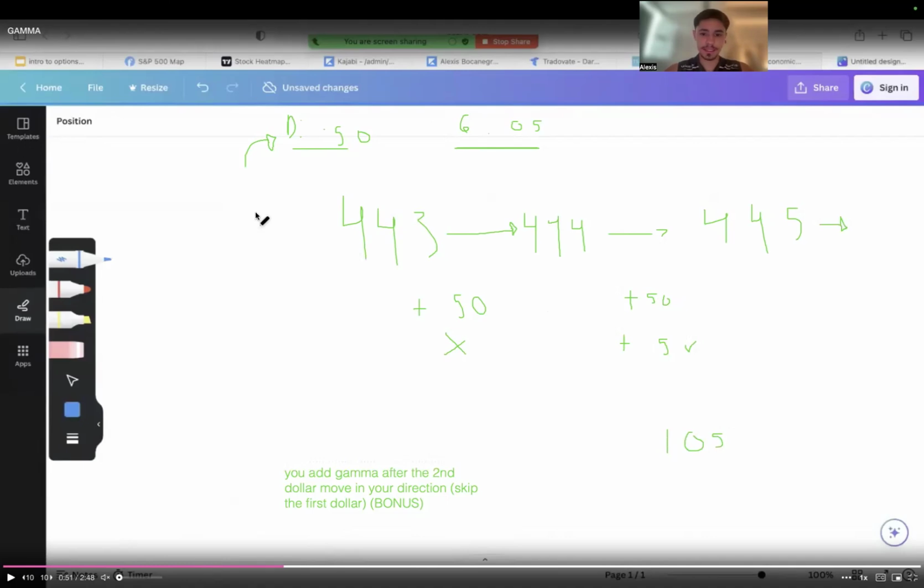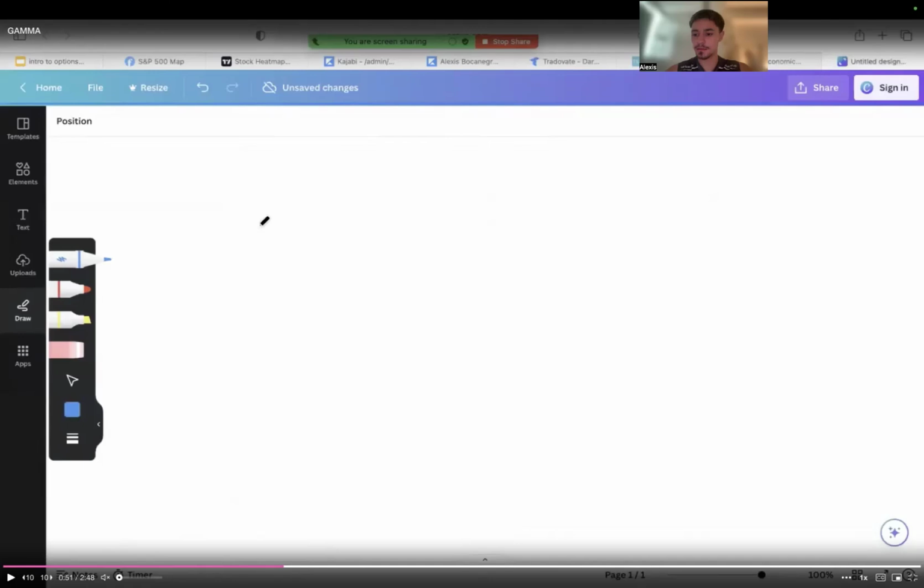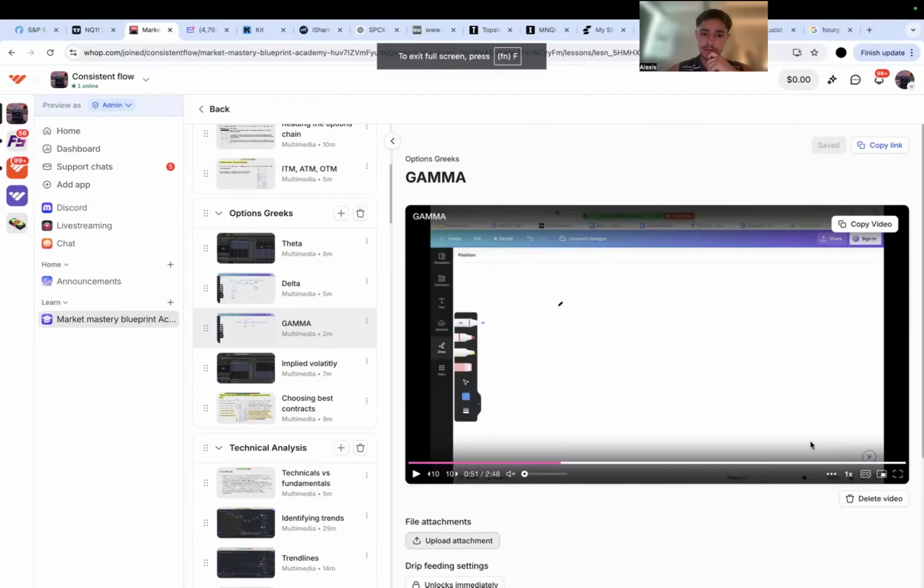So I think this class, I'm going to wrap it up. In the next class, I'll cover implied volatility. Or actually, I think I should include it in this class. That way it's just all the Greeks in one lesson. I just don't want to make it too long either. So if anything, I'll do implied volatility on the next class. Today was theta, delta, and gamma.